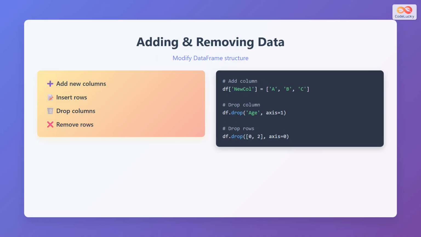Modifying data frame structure is a common interview topic and essential skill. Adding new columns is straightforward. Simply assign values to a new column name using square brackets. To remove columns, use the drop method with axis equals 1 to specify columns, or axis equals 0 for rows. You can drop multiple columns or rows by passing a list of names or indices. The drop method returns a new data frame by default, but you can modify the original by setting inplace equals True. These operations allow you to reshape your data to match your analysis requirements and remove unnecessary information.